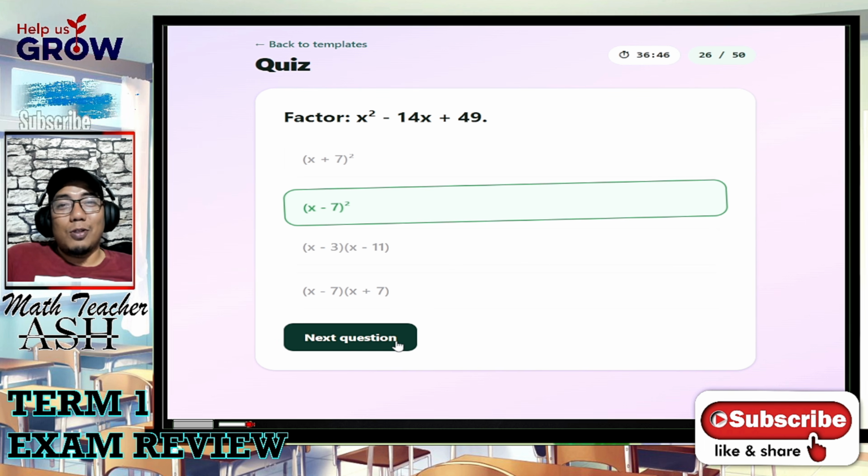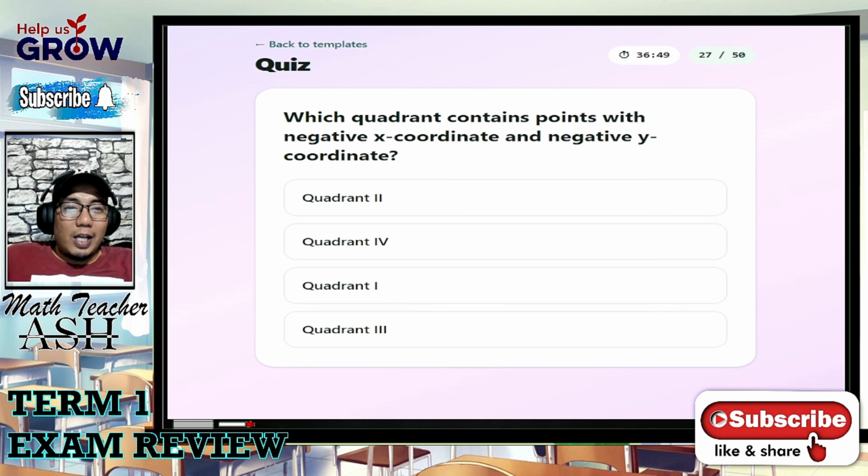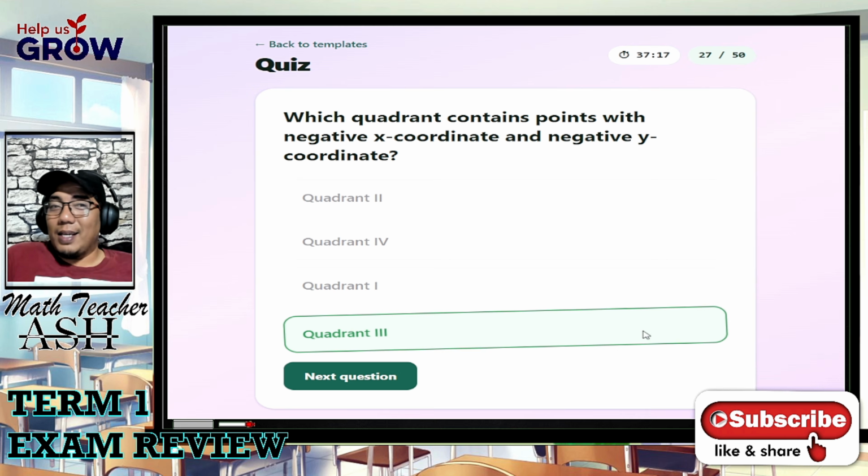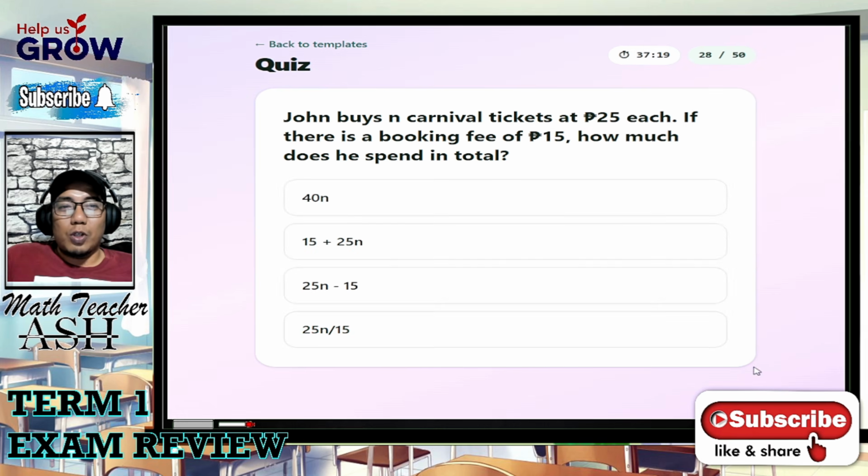Alright, now let us go to the next question. Which quadrant contains points with a negative x coordinate and a negative y coordinate? Is it quadrant 2? Is it quadrant 4? Is it quadrant 1? Or is it quadrant 3? What do you think is the answer? Okay, very easy, my dear math learners. If you have a negative x and a negative y, then that would be in the lower left side. So what is the quadrant in the lower left side? That is quadrant 3. Let's check whether we are correct. Easy, right?